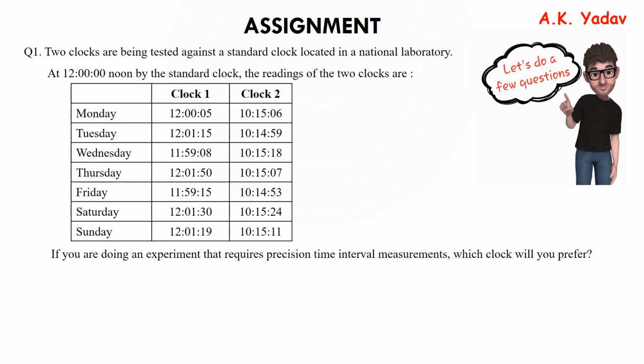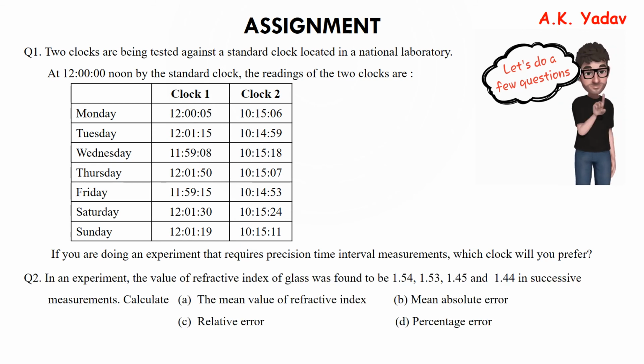Okay, now we come to our last topic, that is the questions. The first one: two clocks are given, different readings are taken for 7 days. We are asked which one you will prefer. This is a very good question. And the second one: in an experiment the value of refractive index was found. Find the most accurate value, mean absolute error, relative error, and percentage error. I will suggest you pause the video, try the questions on your own, and when you have done, play it again to check the answers. Here we go for the answers.